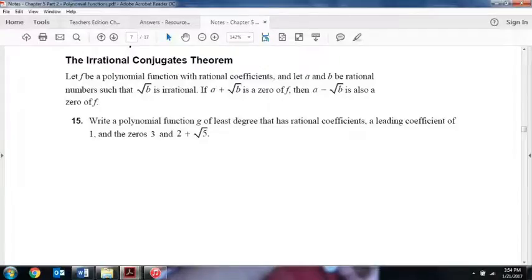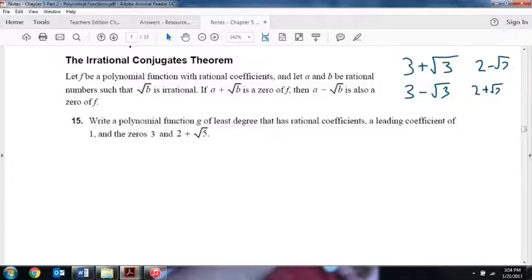Alright, this is again section 5-5. We're going to do numbers, this is for day 3 actually, numbers 15 and 16. The irrational conjugates theorem basically states if I have 3 plus the square root of 3, then I also have 3 minus the square root of 3. Or as another example, if I have 2 minus the square root of 7, I also have 2 plus the square root of 7 as a root.